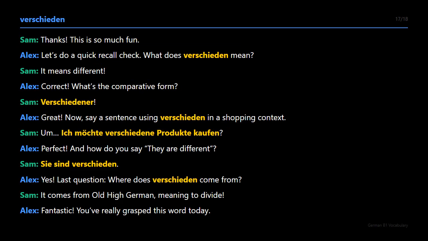Perfect. And how do you say they are different? Sie sind verschieden. Yes. Last question, where does verschieden come from? It comes from Old High German, meaning to divide. Fantastic. You've really grasped this word today.